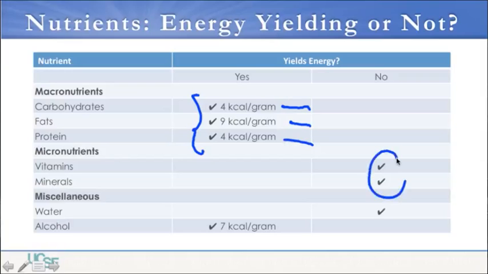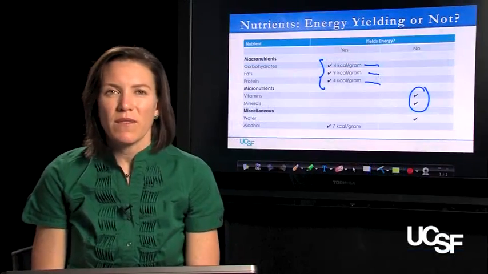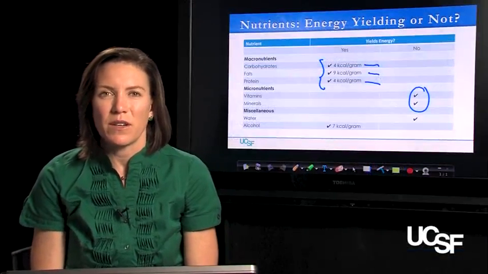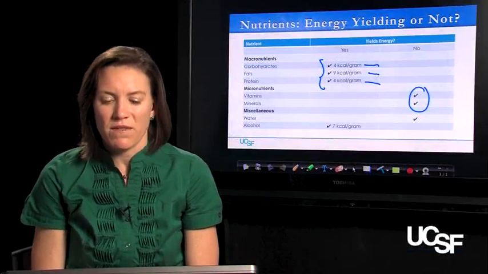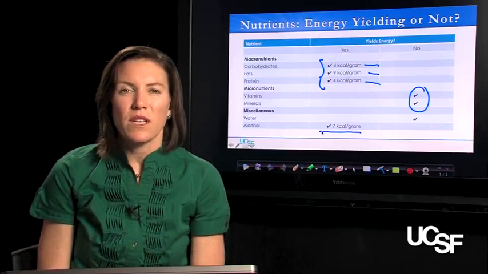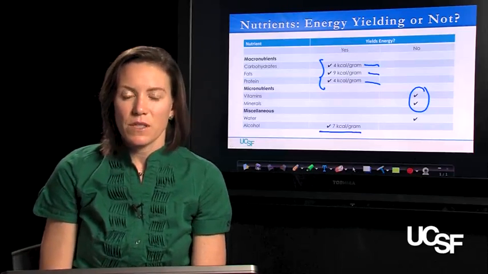Vitamins and minerals are our micronutrients, and they don't provide energy. So if your friend tells you he's taking a B-complex vitamin for energy, it's quite obvious that your friend doesn't understand the concept of energy. There are no calories in vitamins or minerals. Alcohol is another component of some people's diet, and it certainly does yield calories at 7 calories per gram.